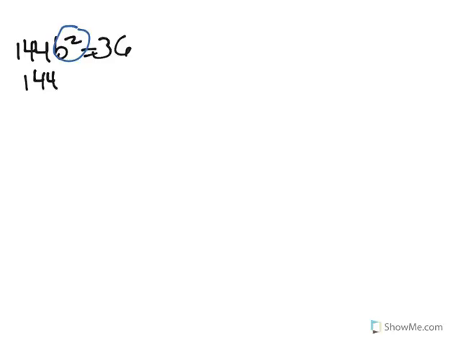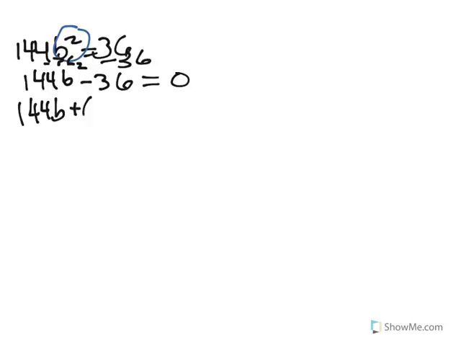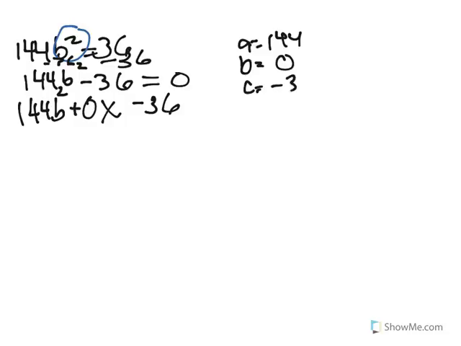So we have 144b squared. We're going to subtract 36 from each side, okay? So that way we can put it in some resemblance of standard form. So let us add in a b term like we did on the last problem, so that way we can factor it the way that we know how to factor, okay? Assign values to our coefficients. A is 144. B is 0. C is negative 36.